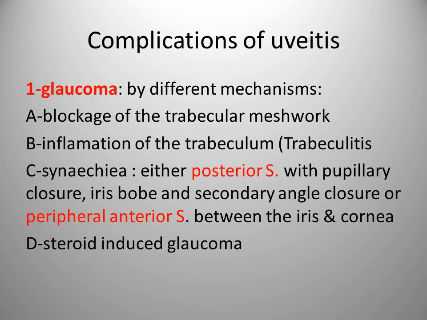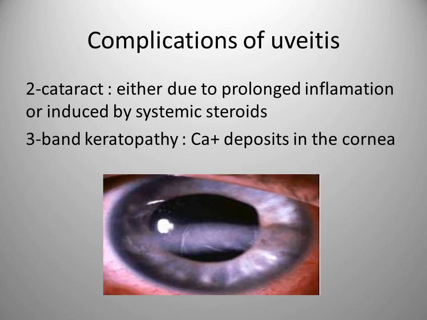C, synechiae, which is either posterior synechiae, وشرحناها شلون نسوي pupillary closure, iris bombé and secondary angle closure, or peripheral anterior synechiae اللي راح يسوي direct occlusion of the angle. D, steroid induced glaucoma, لأنه عادة من نشوف cells in the anterior chamber we will give topical steroid حتى لو كان the cause an infective cause. Topical steroids are not contraindicated, they treat the associated side effects for the presence of inflammatory cells and mediators within the anterior chamber. فممكن abuse of local steroid بدون حساب بدون متابعة, ممكن المريض يرتاح للقطرة يقوم يستعملها بكيفه بدون قياس الضغط, ممكن تؤدي إلى steroid induced glaucoma.